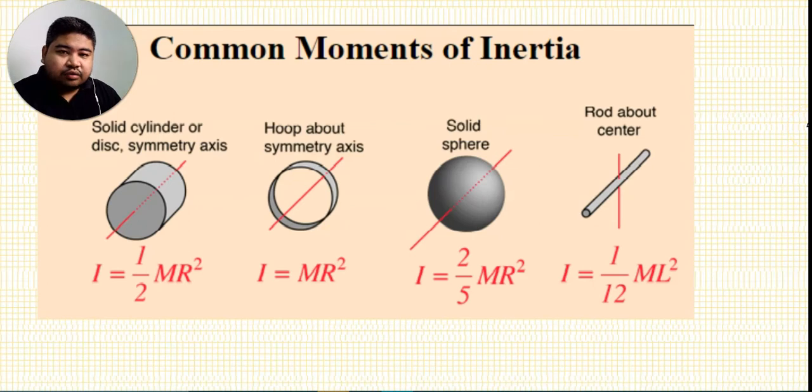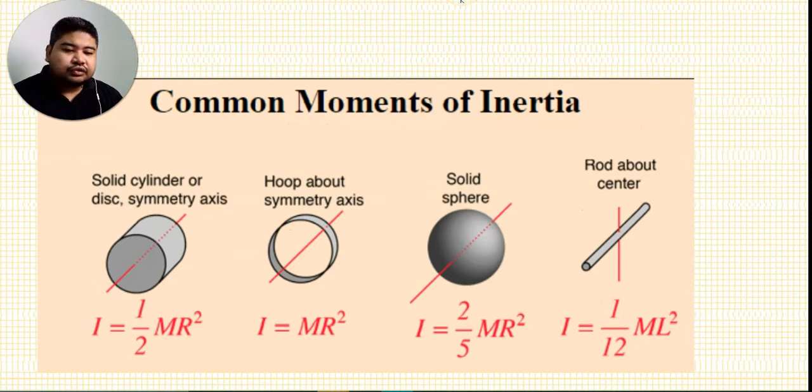These are the equations that you can use to calculate the moment of inertia for a disc, a hoop, a solid sphere, or a rod. In the exam, if you are given a rigid body, you will also be given the equation to calculate the moment of inertia of the body, unless the question is asking you to find the value of the moment of inertia.